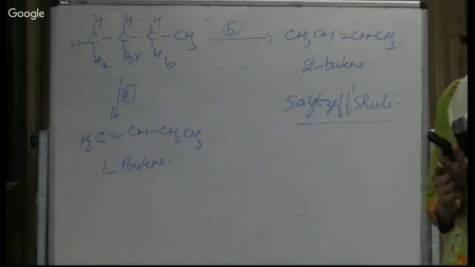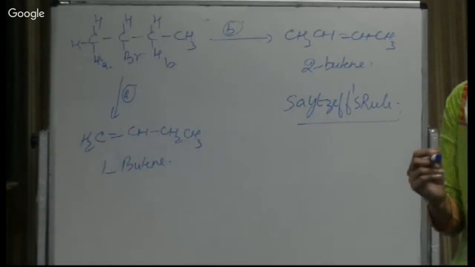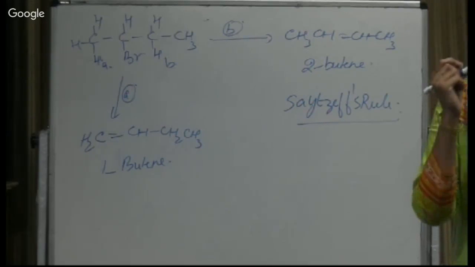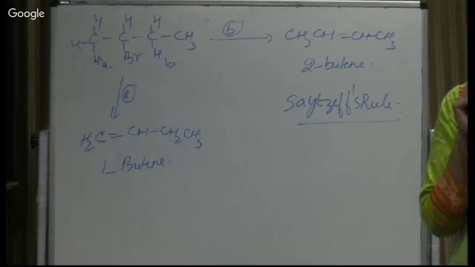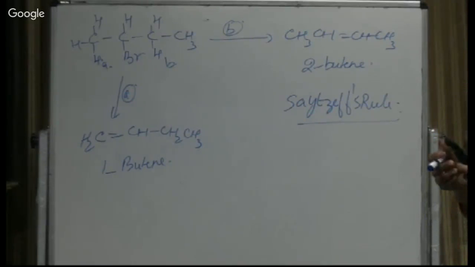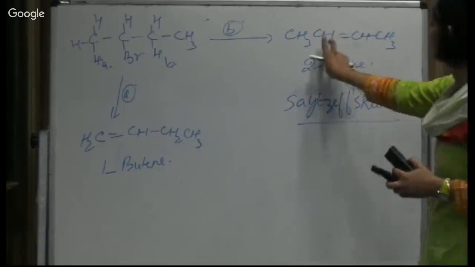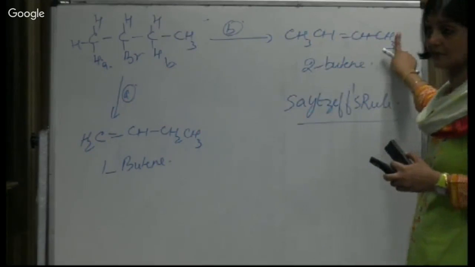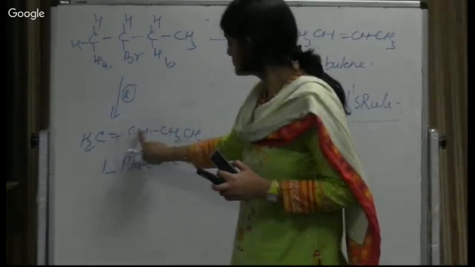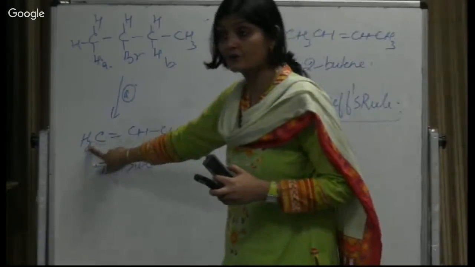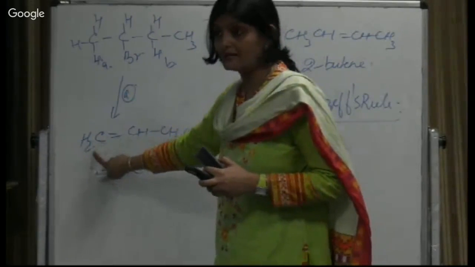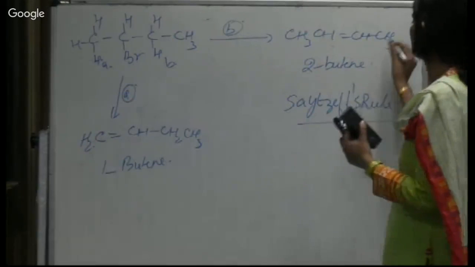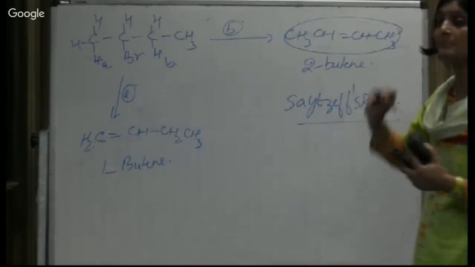What does the Saytzeff rule say? The Saytzeff rule says the more stable alkene is the one which is more substituted. If you see here, on this alkene's olefinic carbons, there is one alkyl group on one side and one on the other side. Whereas here, there is only one alkyl group on this side, and only hydrogens on the other side. So this is one alkene, less substituted as compared to the other alkene. Because this is more stable, this will be the major product.